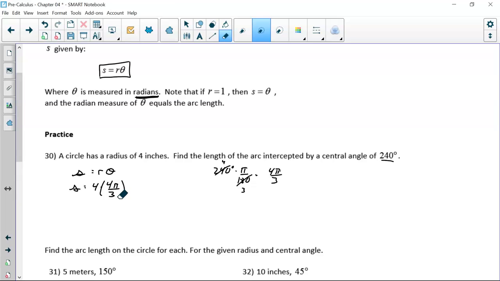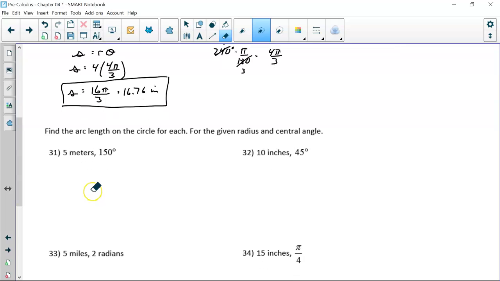So when you multiply, you're going to get 16 pi over 3 inches, which is about 16.76 inches. That's the length of the arc. The key there is to change your degrees to radians.